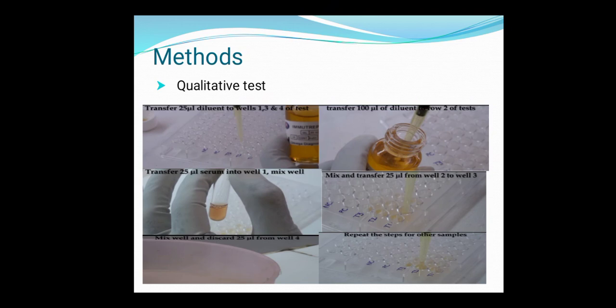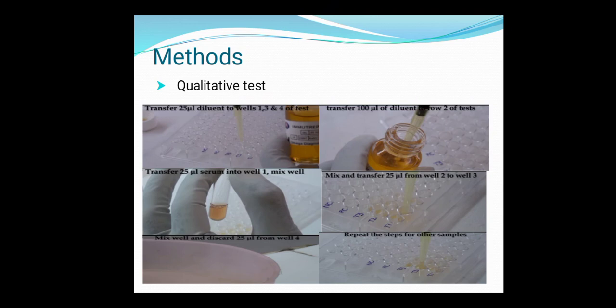Now what you have to do is transfer 25 microliter diluent to well 1, 3 and 4 of test. Then the next procedure is you have to transfer 100 microliter of diluent to well 2 of test. Then again you have to transfer 25 microliter serum into well 1 and mix well.